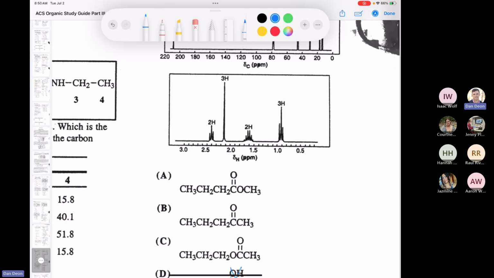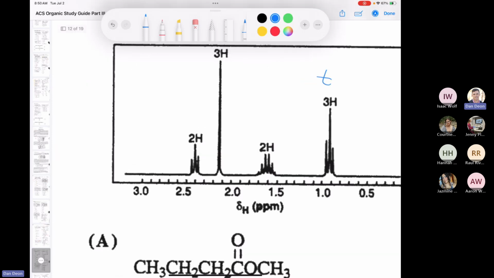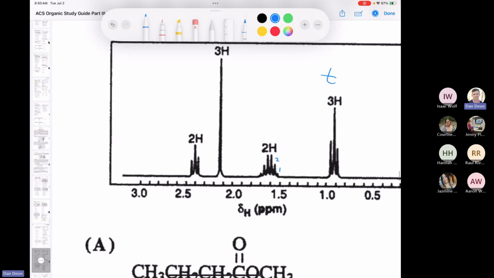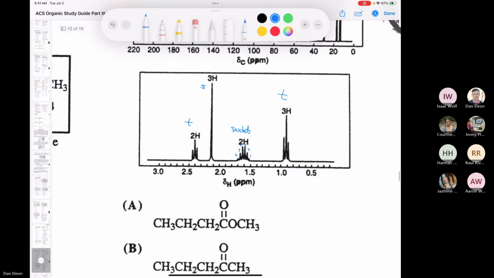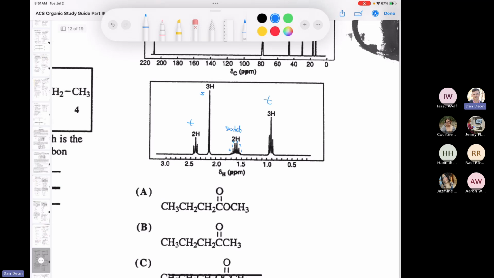Okay, so we have a triplet that integrates for 3. It's hard to tell with this one here, but it looks like we've got 1, 2, 3, 4, 5, 6. This looks like a sextet to me that integrates for 2 protons. Here we have a singlet that integrates for 3, and then we have a triplet that integrates for 2. So we're looking for 2 triplets, a sextet, and a singlet. If you look at A, we have a singlet for this one, a triplet for this one, a sextet for this one, and a triplet for this one. So that's in the running.